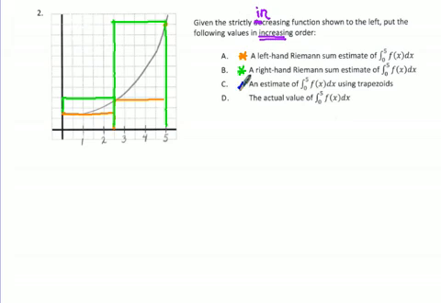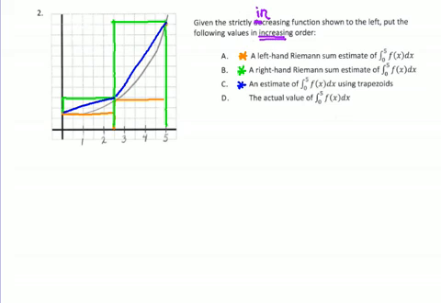My trapezoids, those of course are going to be in between the left and right Riemann sums. And what's important to notice here is that our trapezoids are above the function. That's because our function is concave up. That means our trapezoids are going to end up above the function.